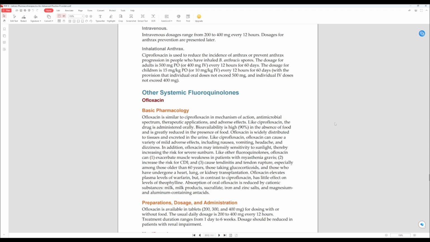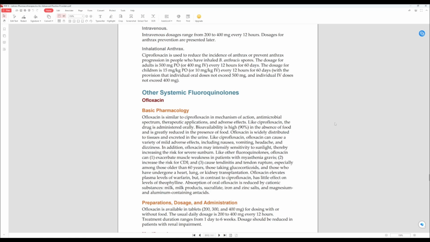Inhalation anthrax. Ciprofloxacin is used to reduce the incidence of anthrax or prevent anthrax progression in people who have inhaled B. anthracis spores. The dosage for adults is 500 milligrams orally every 12 hours for 60 days. The dosage for children is about 15 milligrams per kilo orally every 12 hours for 60 days.